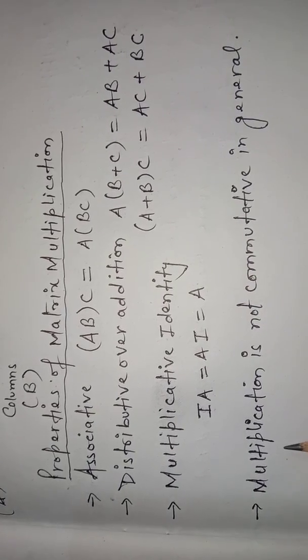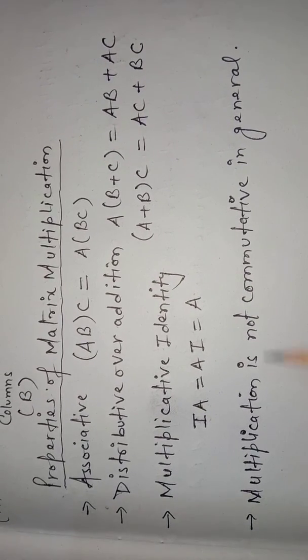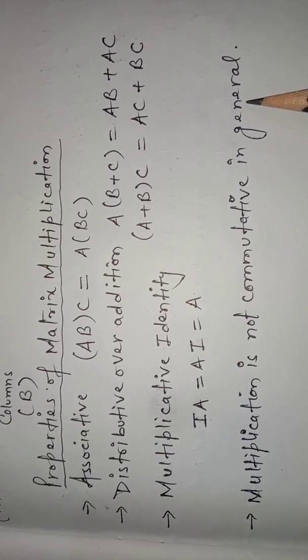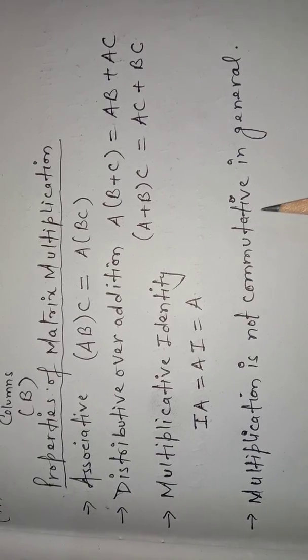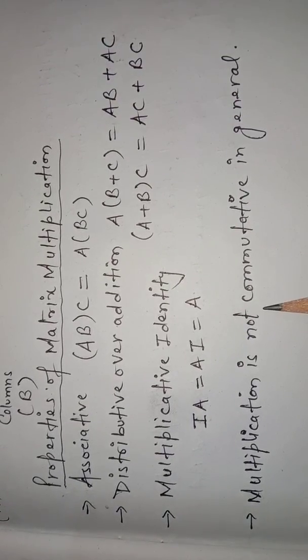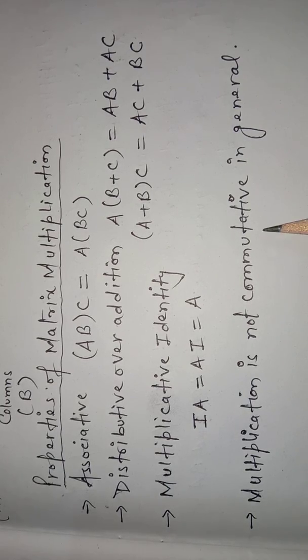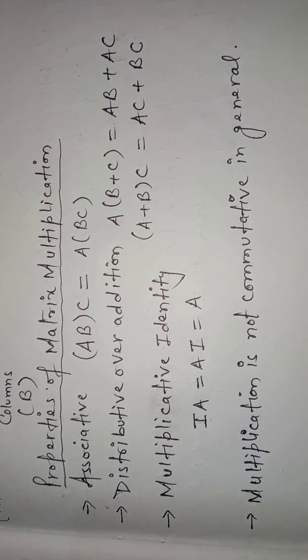And the last important property is that multiplication is not commutative in general. Why am I saying in general? Because further on we will see there are some cases when multiplication is commutative, but I am saying in general it is not commutative. When AB is defined, it is not always true that BA is defined. Okay.